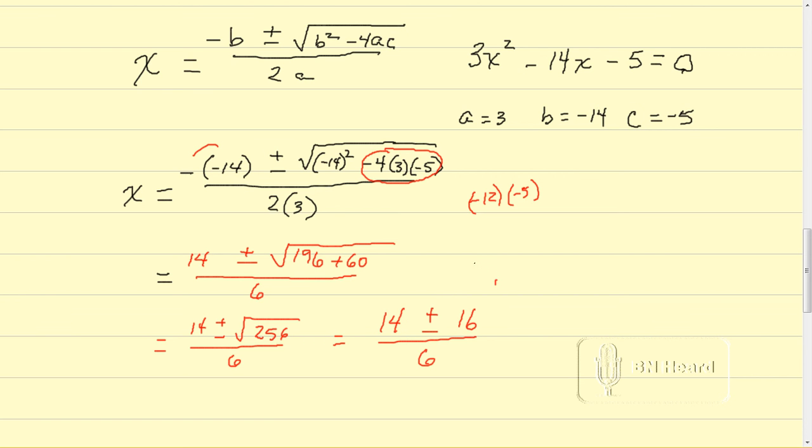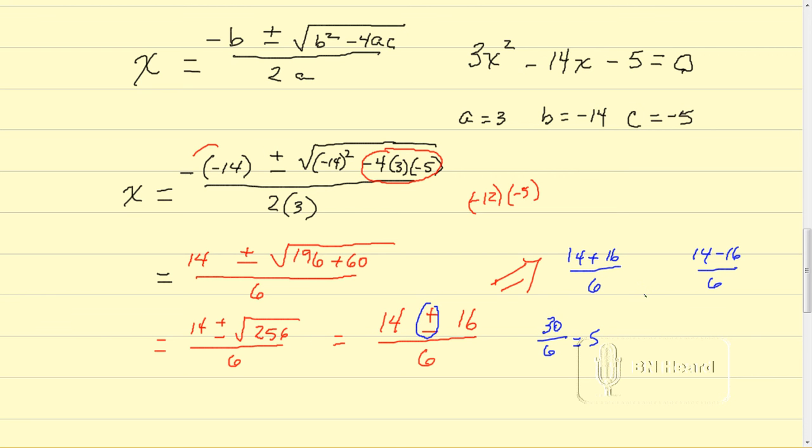Now, it's important to note here, I'm going to be doing both of these. I'm going to switch to a different color. This plus or minus tells me that I have to do both. So I have 14 plus 16 over 6. And I have 14 minus 16 over 6. 14 plus 16 is 30. And 30 over 6 is equal to 5.